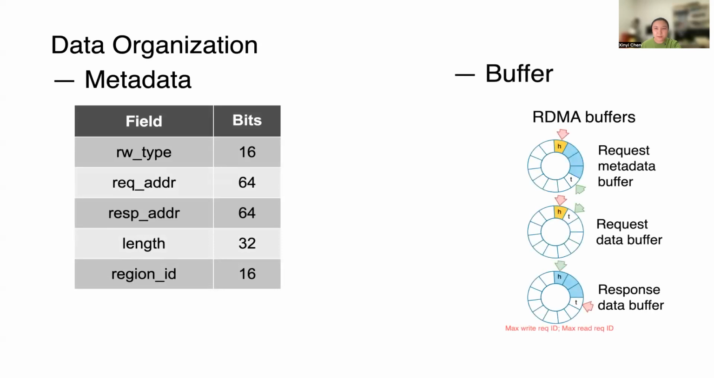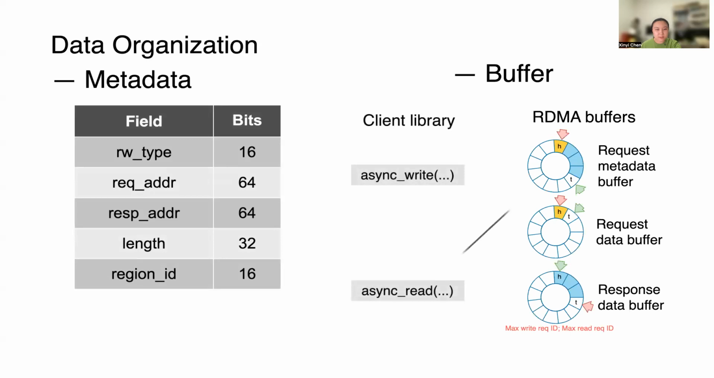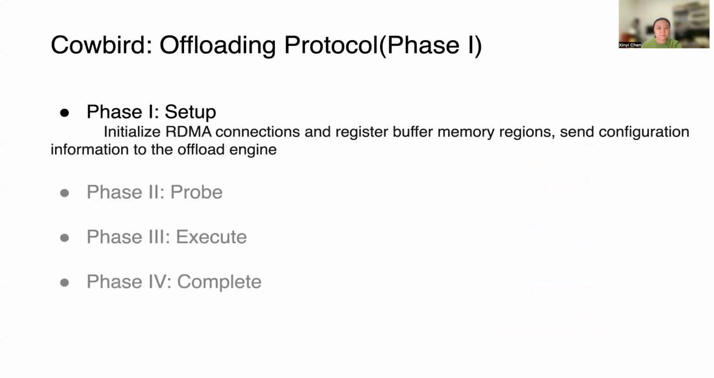We create 3 local RDMA buffers to store the metadata and the actual data for read or write requests. When the async read is called, the metadata is inserted into the request metadata buffer. When the request is completed by the offload engine, the actual data can be read from the response buffer. Now let us focus on the details of the offloading protocols.